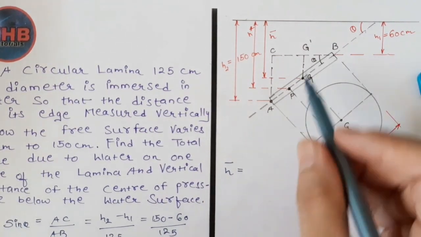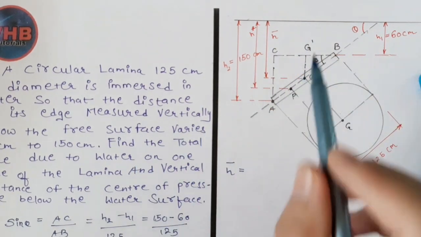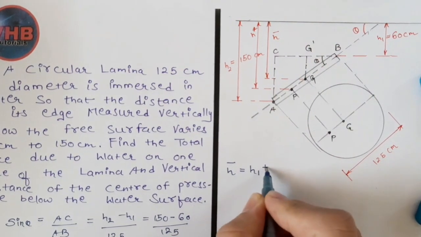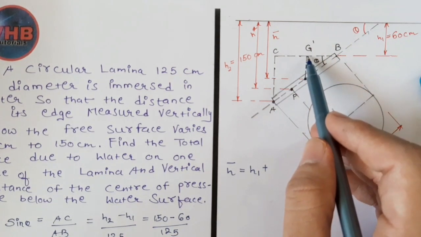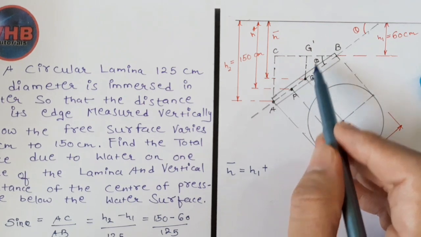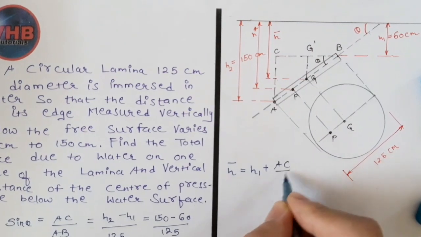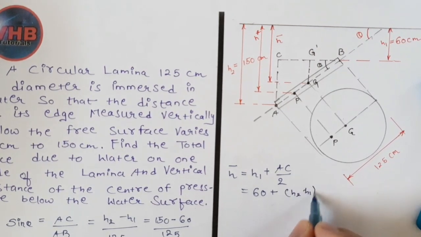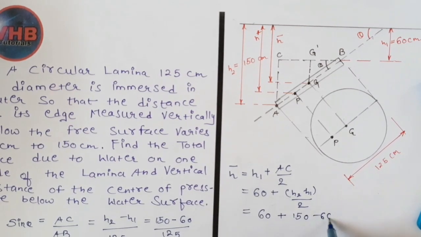H bar is the distance of the centroid from the free surface of the liquid or water. So h bar will be h1 plus this distance, we want to move up to this distance. So h1 plus AC by 2. What is h1? h1 is 60, plus what is AC? AC is nothing but h2 minus h1, so h2 minus h1 divided by 2. So it will be 60 plus (150 minus 60) divided by 2.